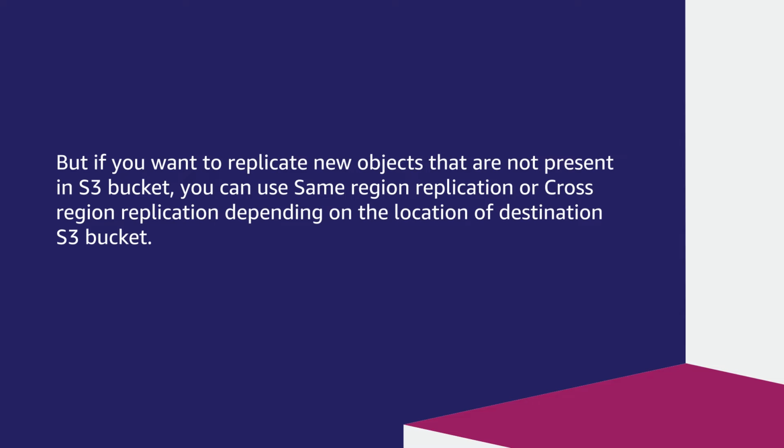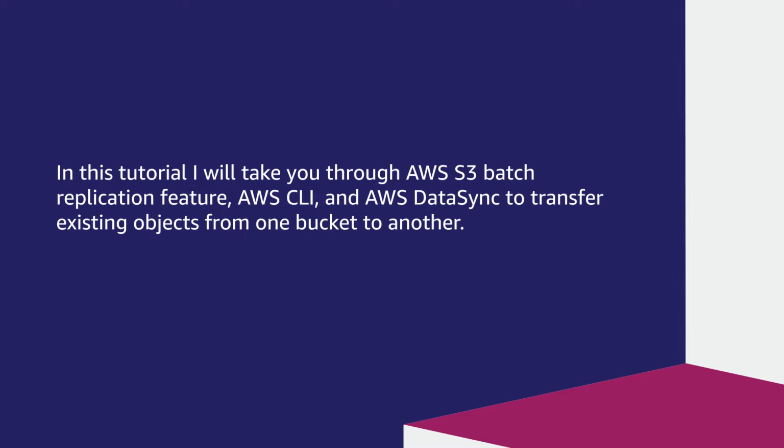But if you want to replicate new objects that are not present in the S3 bucket, you can use Same Region Replication or Cross Region Replication, depending on the location of the destination S3 bucket. In this tutorial, I will take you through the AWS S3 Batch Replication feature, AWS CLI, and AWS DataSync to transfer existing objects from one bucket to another.